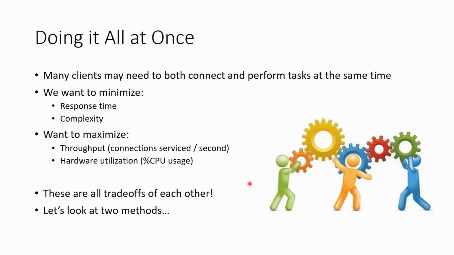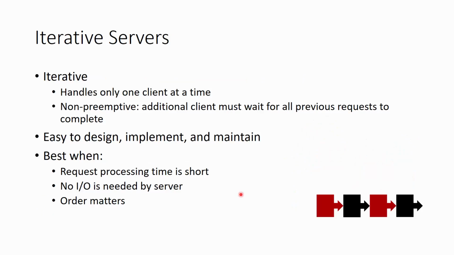We want to minimize the complexity. We don't want to constantly be polling for data to see if anything's there. We want to maximize throughput, which means we want to be able to service as many connections as we can per second. And we want to keep our hardware fully utilized. So don't waste any time. Let's process as many connections as we can so that we can get the most bang for our buck out of the hardware. All these things are trade-offs. So let's take a look at a couple of methods and see if we can come up with an example for the Unix system that demonstrates all this together.